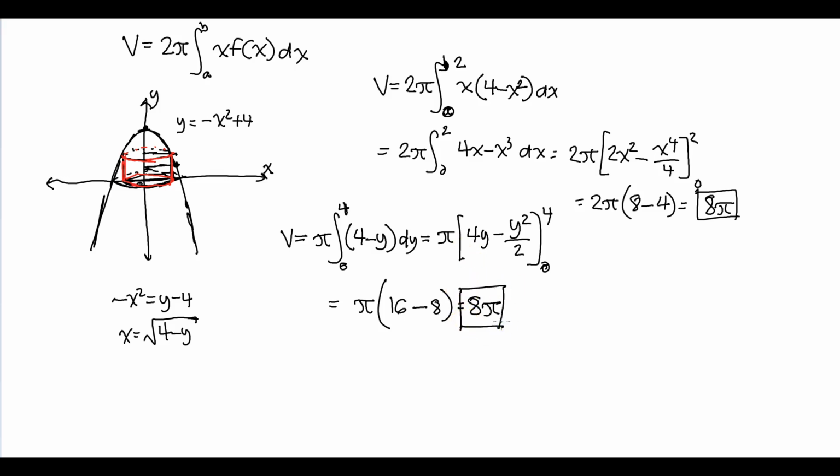Although the disk method might have been a bit easier because of this much easier integral. However, you can't always use our friend, the disk method, as much. You can't use it as readily as you can the shell method. And one instance in which we could use the shell method is right over here.